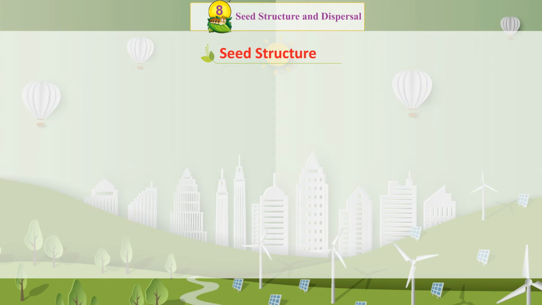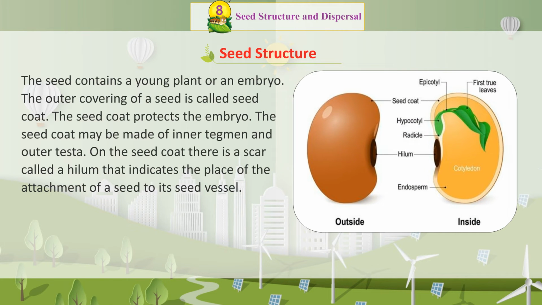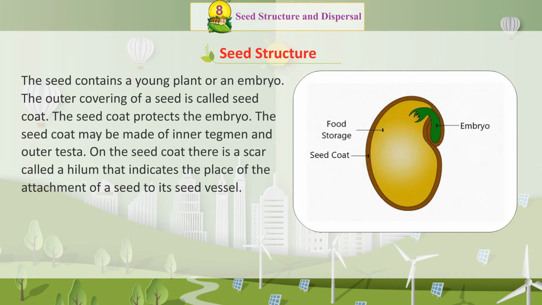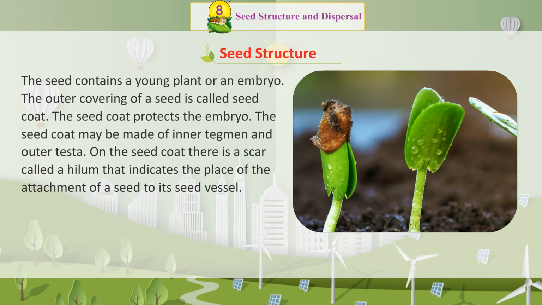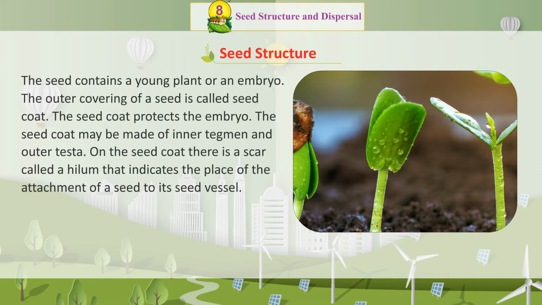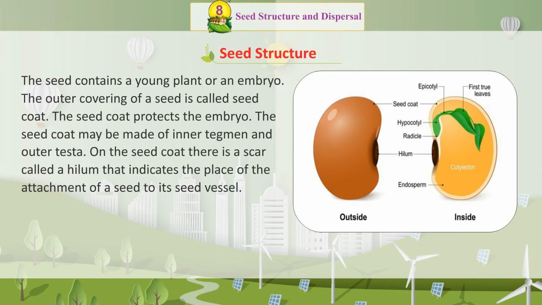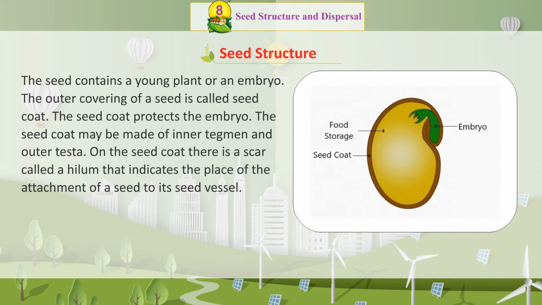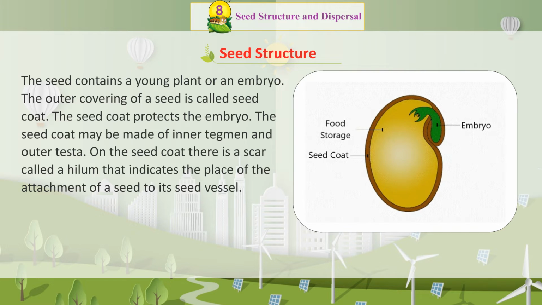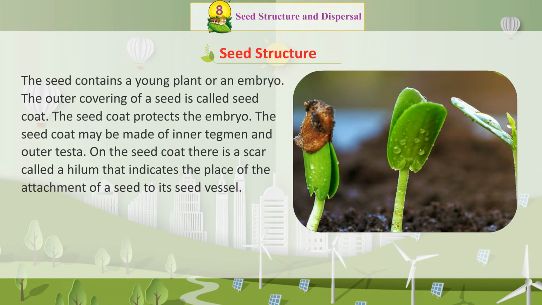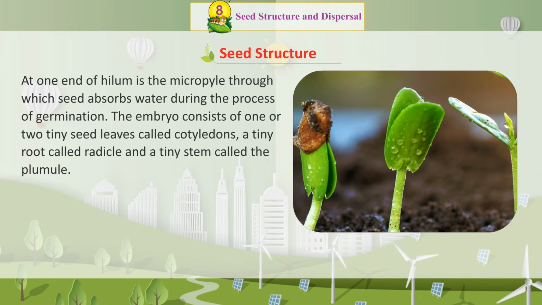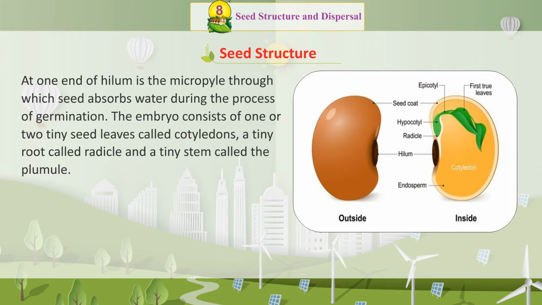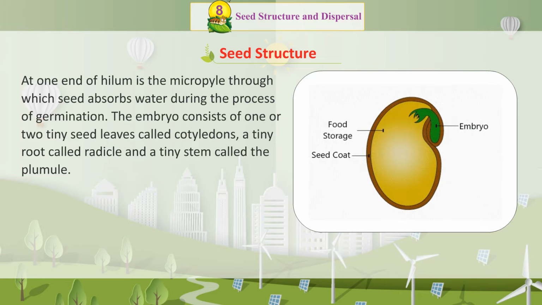Seed structure. The seed contains a young plant or an embryo. The outer covering of a seed is called seed coat. The seed coat protects the embryo. The seed coat may be made of inner tegmen and outer testa. On the seed coat, there is a scar called a hilum that indicates the place of the attachment of a seed to its seed vessel. At one end of hilum is the micropyle, through which seed absorbs water during the process of germination.